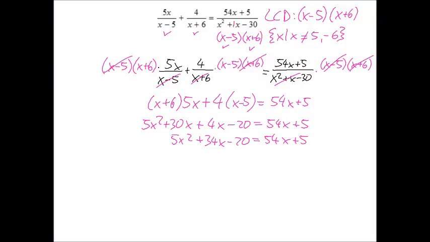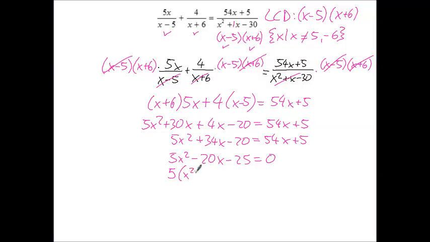Now, since we have a quadratic equation, in order to solve it, we want to set it equal to 0. In other words, we have to move the 54x and the 5 to the other side by subtracting 54x and 5. So we get 5x squared minus 20x minus 25 is equal to 0. Now, before we start factoring this, let's remember that if there's a greatest common factor, we have to take it out. And indeed there is.